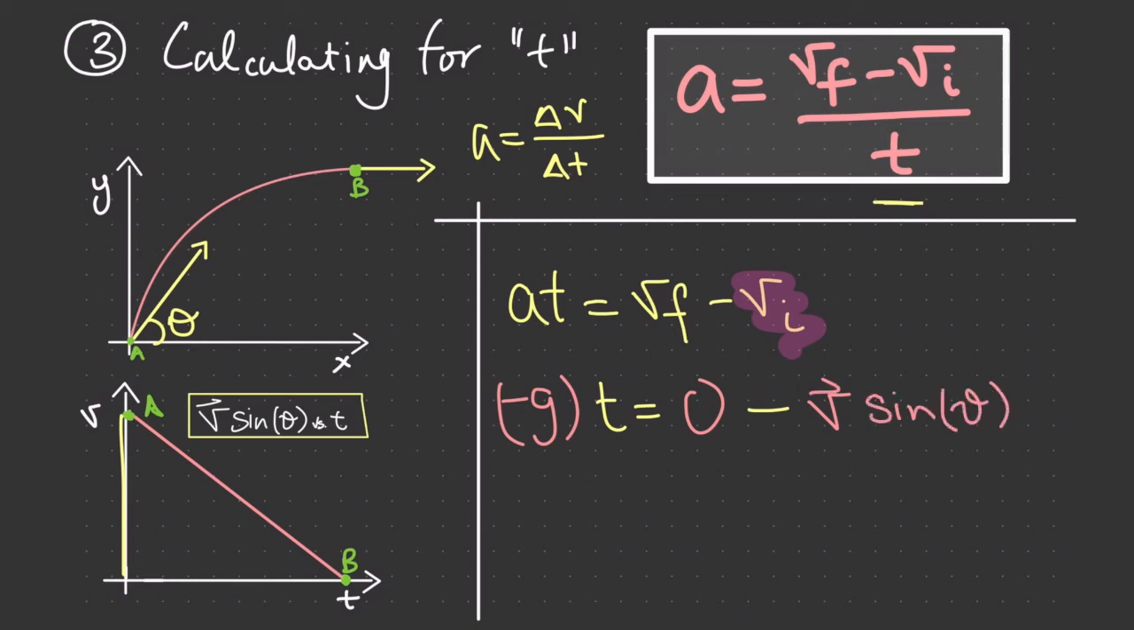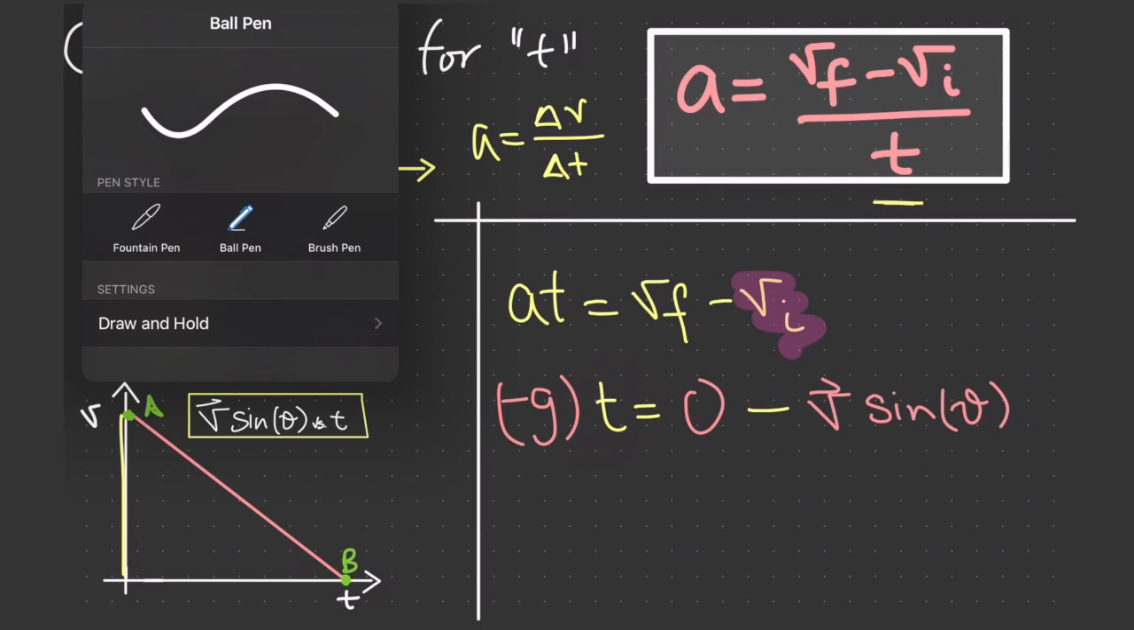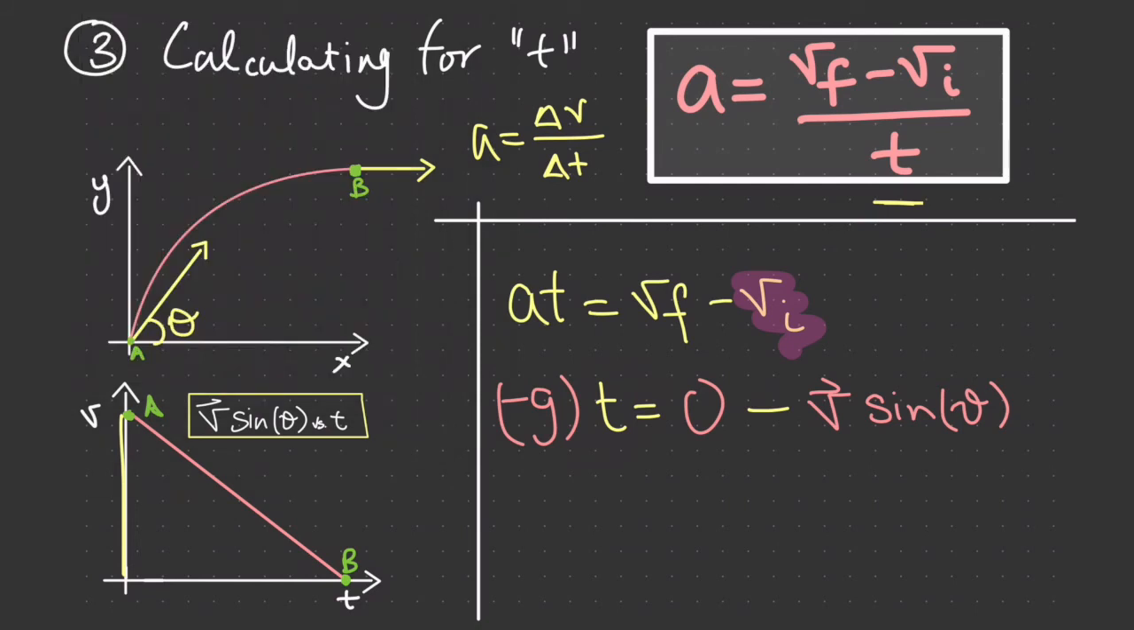So now we can start isolating things, and because our final goal is to get t, let's move negative g over to the other side of the equation. We'll do that just by doing this. t is then equal to negative, remember the negative sign, v sine of theta divided by negative g. Now we can do some mathematical magic and cancel out these negative signs.